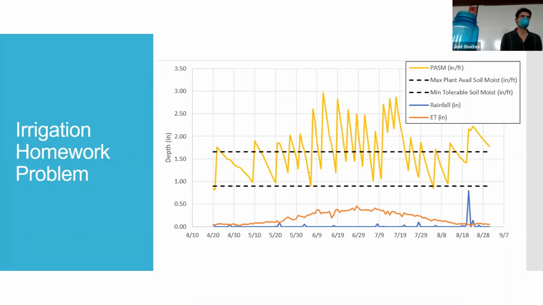So here's what that could look like. I'm tracking plant available soil moisture in inches per foot. This was my initial condition. We started out pretty dry, so I irrigated and bounced it back up. Evapotranspiration started reducing it, I irrigated again, evapotranspiration, irrigated again, evapotranspiration. You can see that as evapotranspiration starts to increase in the summer months, I need to irrigate more frequently to try to keep myself within or above this line. This is the minimum tolerable soil moisture, or MAD.